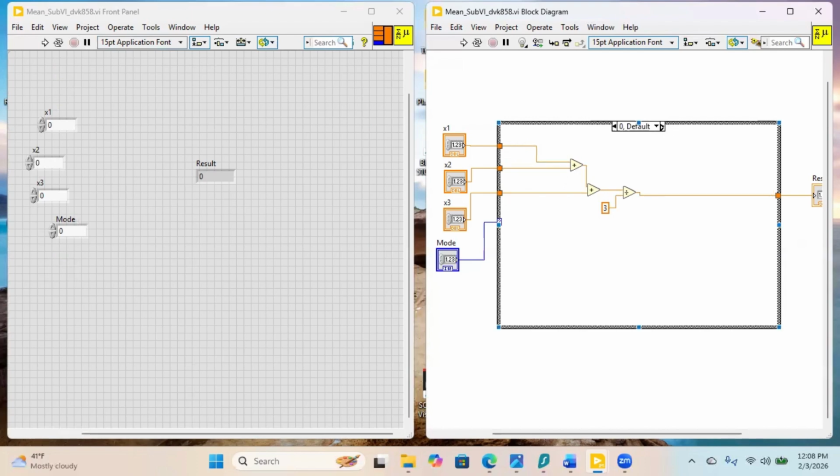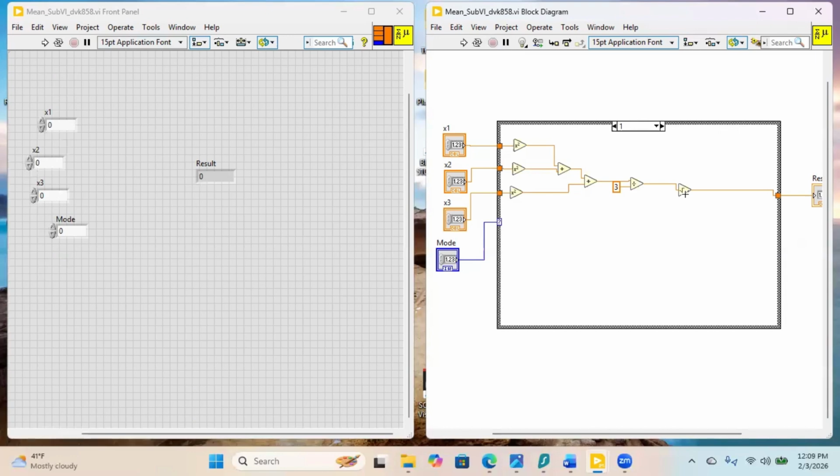Let's go to the default. These 3 inputs, x1, x2, x3, all divided by 3. And then if 1 is entered, if the mode equals 1, the VI calculates the RMS value as the square root of x1, x2, x3 all squared, added together, divided by 3.